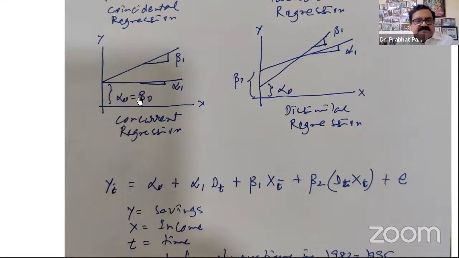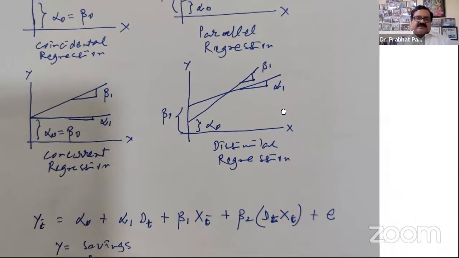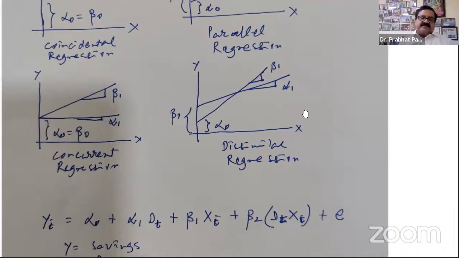Now, the concurrent regression is about the fact where the intercept is the same. So the origin of the two curves is the same, but the slopes are different. So these two regressions have moved in two different directions. And therefore, the behavior of the people has changed, but the fundamental quantum has not changed. People are saving the same amount, but the way they are saving has changed. Their behavior towards saving has changed.